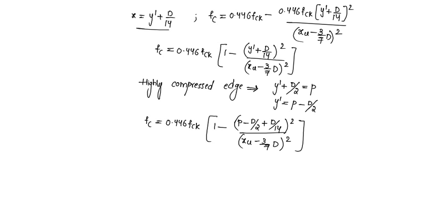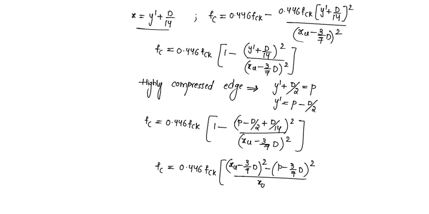This can be further simplified as Fc equal to 0.446 fck, taking Xu minus 3/7 of D whole square as LCM. This is Xu minus 3/7 of D whole square minus this value, p minus 3/7 of D whole square, by Xu minus 3/7 of D whole square.